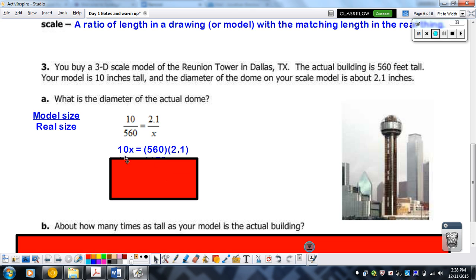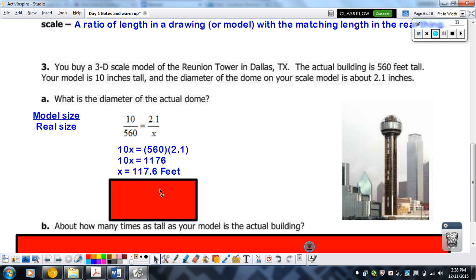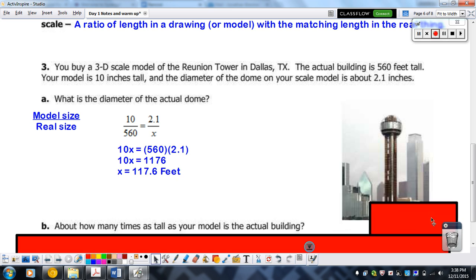10 times x is 10x equals 560 times 2.1. So 560 times 2.1 is 1,176. And if we divide by 10, x is 117.6 feet. So that would be the diameter of the actual dome of the Reunion Tower in Dallas.